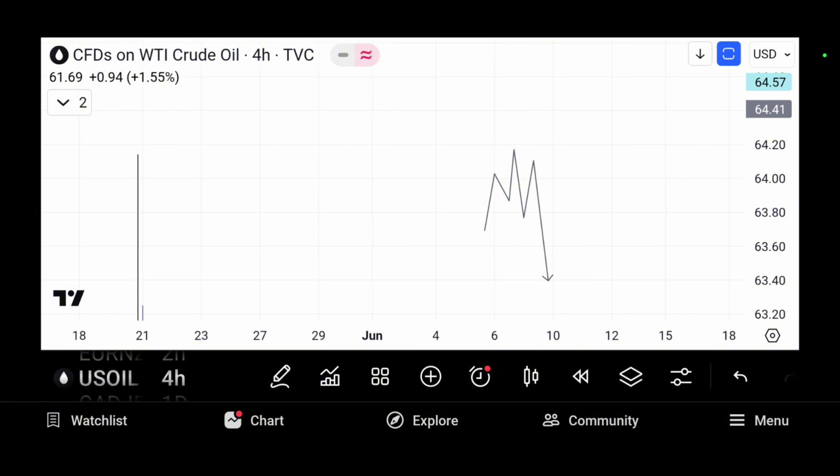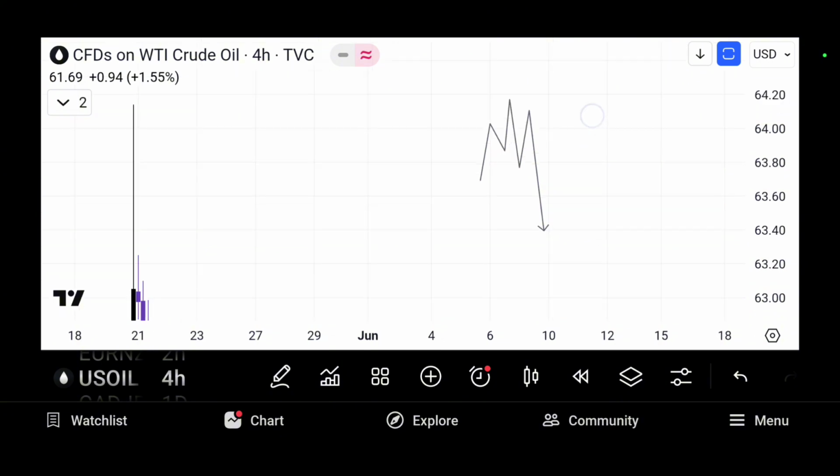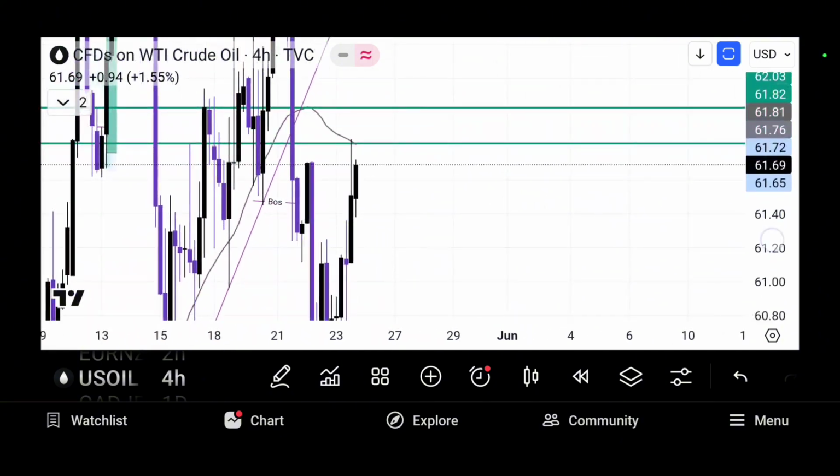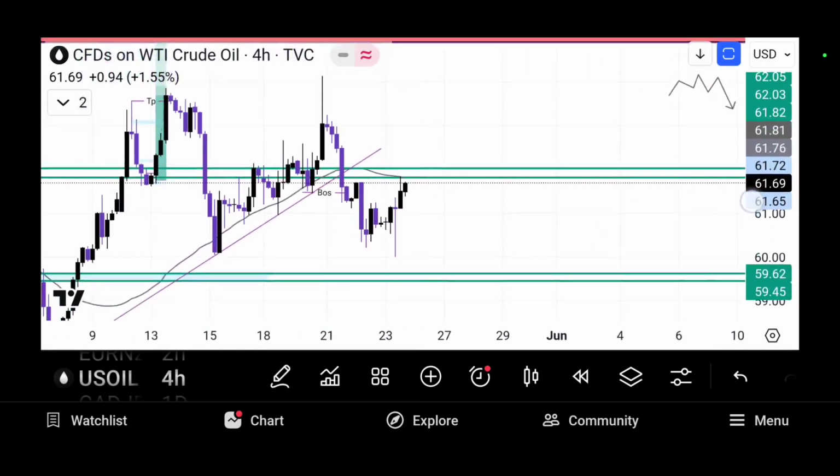Textbook change of character is more accurate and more effective in 2025. So if your change of character does not have all the properties, there's no supply, no demand, no fair value gap, it's not clear, you cannot see it clearly with your eyes, please do not take it. That is what is happening here in US oil.